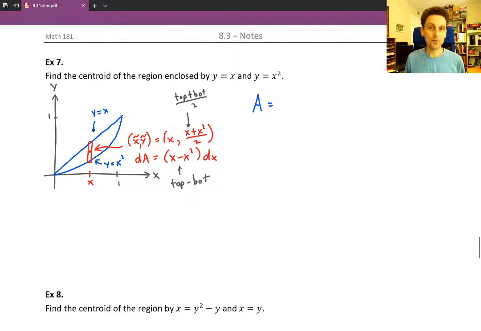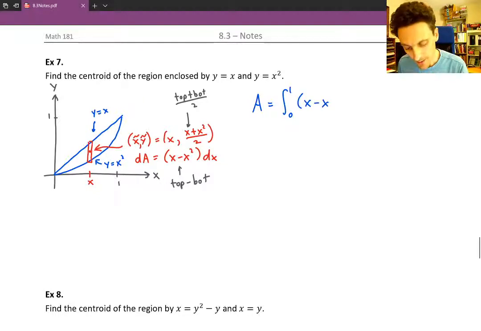Okay, so the first thing we'll find is A, which is the area of that region. So that's going to be the integral from 0 to 1 of the top function minus the bottom function. This goes way back to like section 6.1, where we're trying to find the area between two curves. Just take the top function minus the bottom function, and there we go. So when we evaluate this integral, you end up getting something like 1/6.